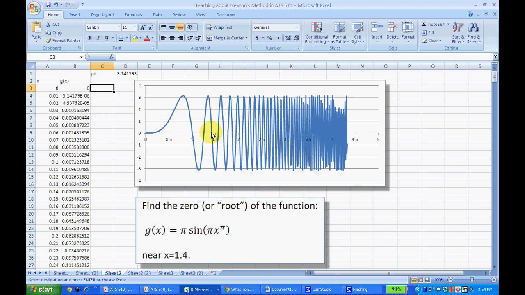Now, we're going to need g of x and we're going to need g prime of x, because that's how Newton's method works. And g prime of x, I've worked it out beforehand, is pi cubed times x to the pi minus 1 power times the cosine of pi x to the pi power. The reason I chose such a weird equation is all those pi's in there. If you tried to type in 3.14159 every time you heard the word pi in that equation, you'd have a big old mess. It's better if you could define the word pi to be 3.14159.